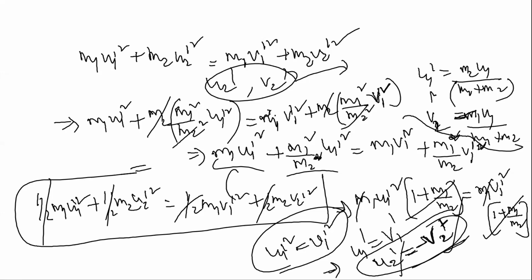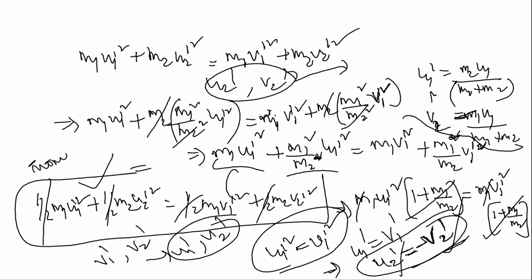Okay, students, so finally we have calculated the final velocities v1 dash and v2 dash in terms of u1 dash and u2 dash by using law of conservation of energy and law of conservation of momentum, because it is an elastic collision.